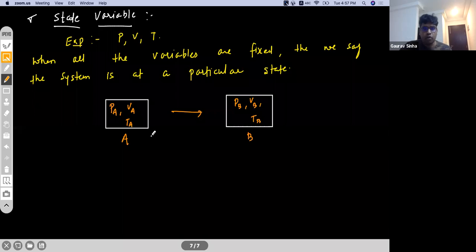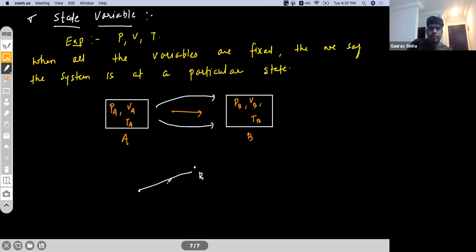Now, how do we get this change in state? We can have various possibilities. We can go from A to B by an infinite number of paths, basically, but practically we have to study 4 or 5 paths over here. The point I'm trying to make is that you can go from point A to point B in many different ways. You can go like this, you can go like this. All these different paths that we have, we call a process.